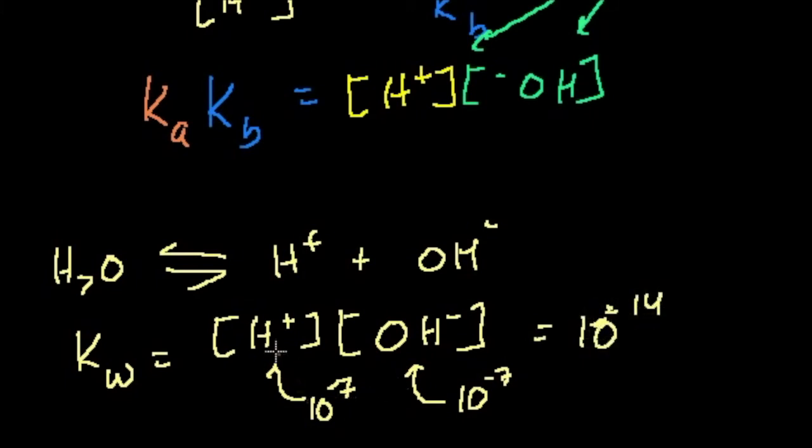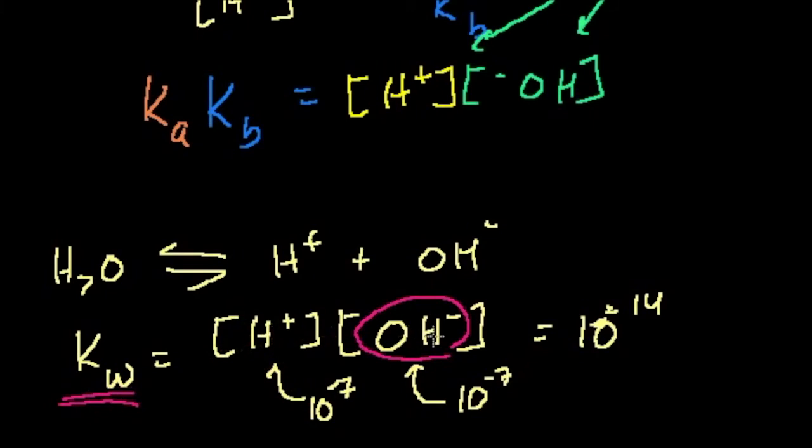Now, these two things could change. I could add more hydrogen, I could add more hydroxide, and that's what we've been doing in everything we've talked about so far. That's what acids and bases do. They either increase this or they increase that. But the fact that this is an equilibrium constant means that I don't care what you do to this.